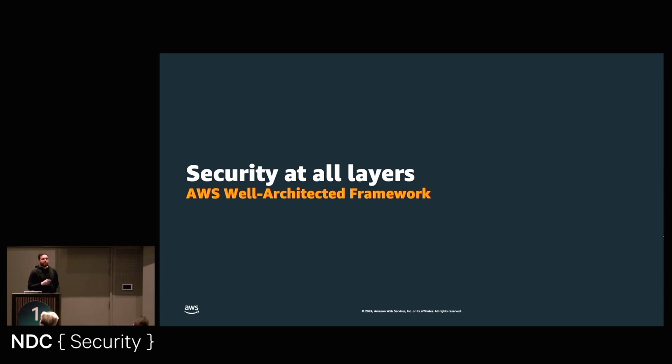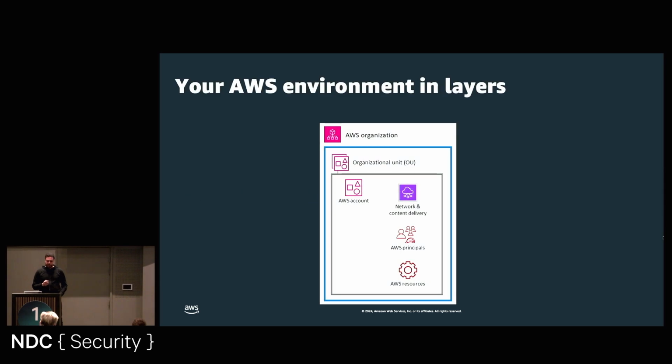Next, I'm going to talk about security at all layers, which is one of the design principles for the AWS Well-Architected Framework security pillar. And when we talk about security, most of the time we talk about defense in depth, which is the third priority that I talked about at the beginning. Well, you would like to get some logical perspective on organizing your security services into layers of protection. So when you look at your AWS environment, you can see it in layers in that way.